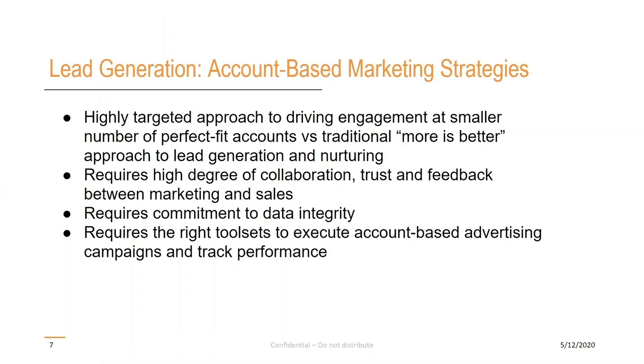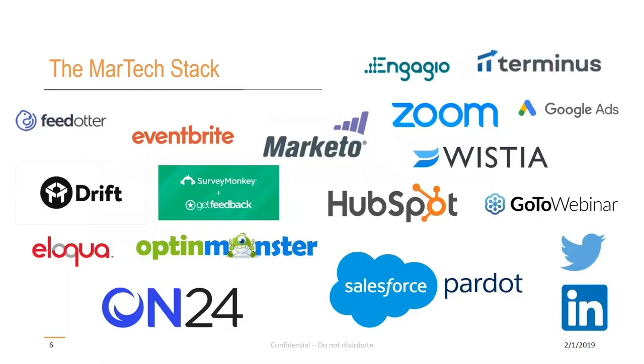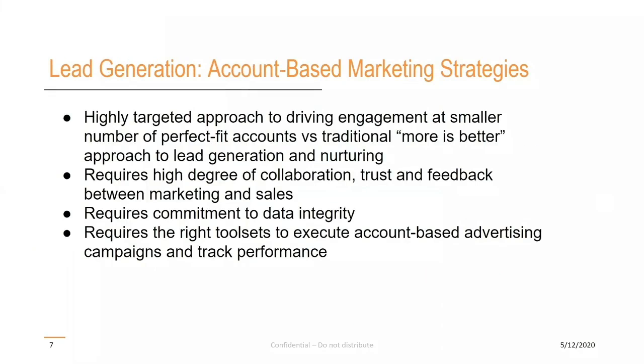Again, going back to the tool set, you really need to have the right tool sets to execute an account-based approach. So you may have account-based advertising platforms and campaigns. That's really where Engagio and Terminus at the top, those are account-based marketing platforms. There's other ones out there. Those will help you target specific accounts with advertising and social media. Again, you consider how those are going to connect into your marketing automation platform and your CRM system.